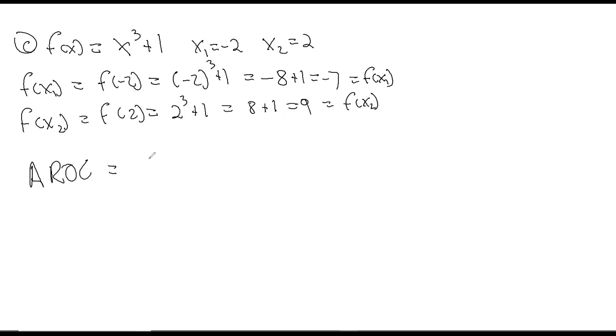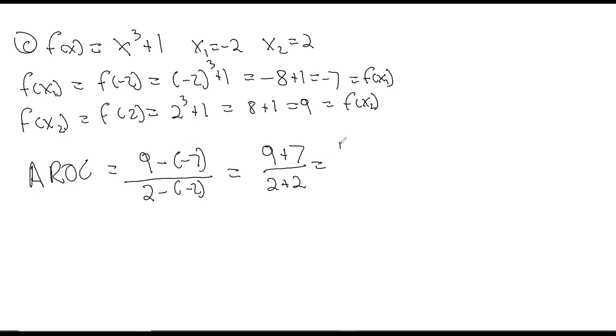All right, so our average rate of change from -2 to +2 specifically. F of x2 minus f of x1 is 9 minus -7. That's the outputs over the inputs. 2 minus -2. We got a whole bunch of double negatives, so that's 9 plus 7 over 2 plus 2, which is 16 over 4, which is +4.